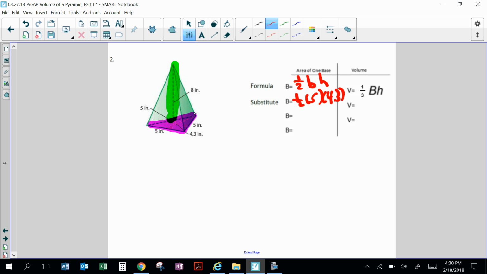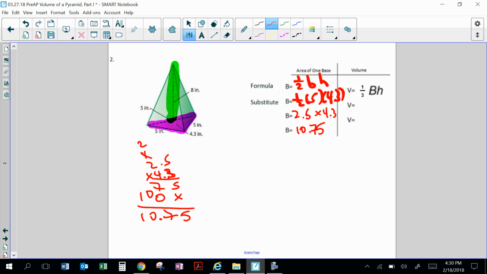Why can it not be 5? Because 5 is slanted. Remember, when you're measuring your height, you stand straight up. So what's half of 5? Half of 5 is 2.5 times 4.3. So let's multiply that. 3 times 5 is 15, carry the 1. 3 times 2 is 6 plus 1 is 7. Place a placeholder. 4 times 5 is 20, carry the 2. 4 times 2 is 8 plus 2 is 10. It's 1075, but don't forget the decimal point is 2 places over. So the area of one base is 10 and 75 hundredths.